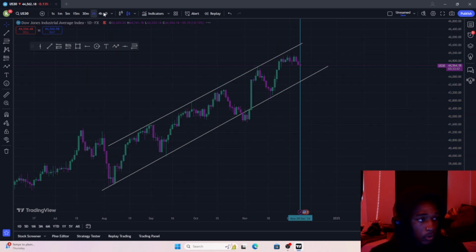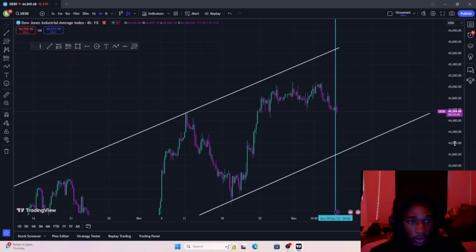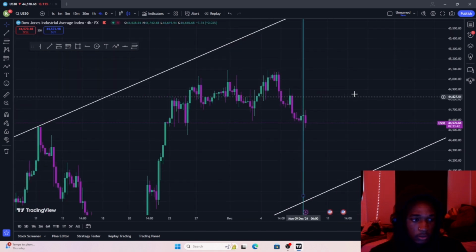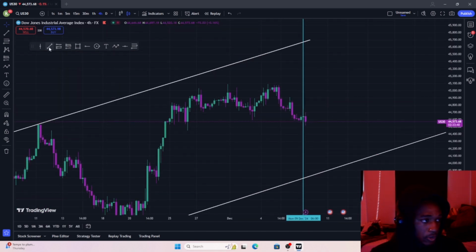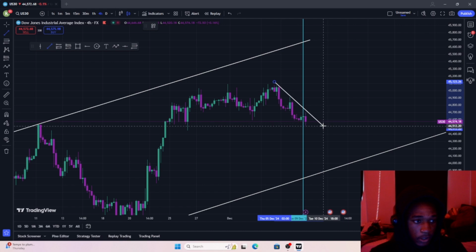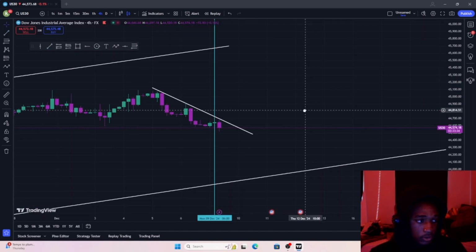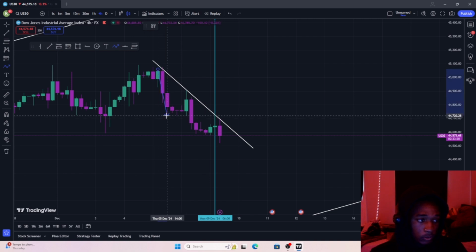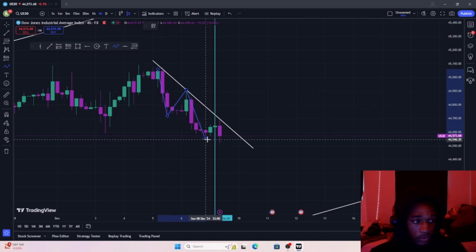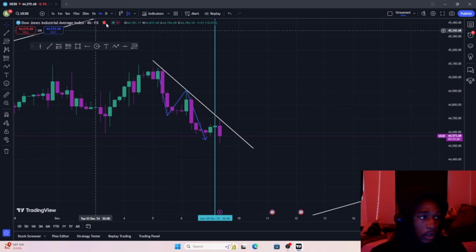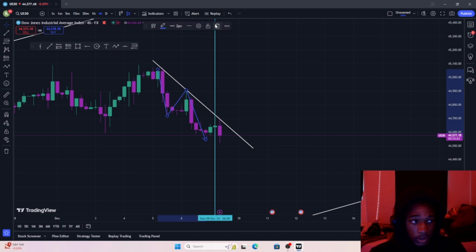So I went on the 4 hour time frame because I wanted to see what direction the market was trending. As you can see right here, we are trending down on the 4 hour. We're making lower highs and lower lows. We have a high, we have a low, we have a lower high and a lower low. So we're trending to the downside on the 4 hour.